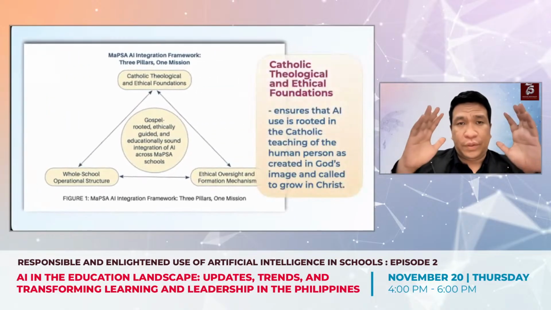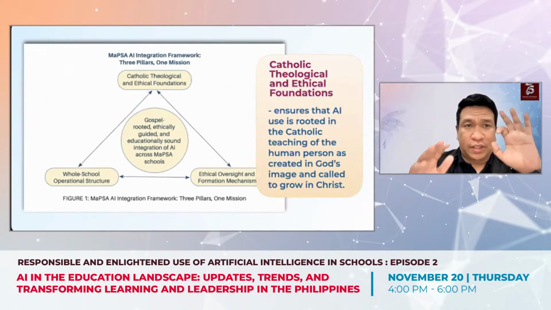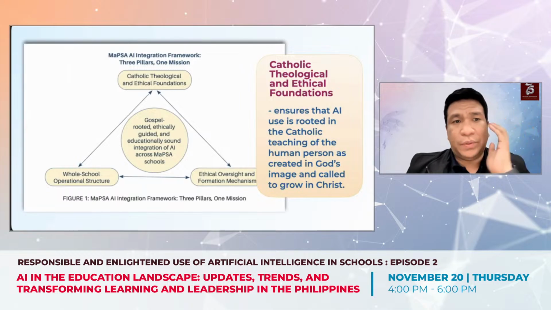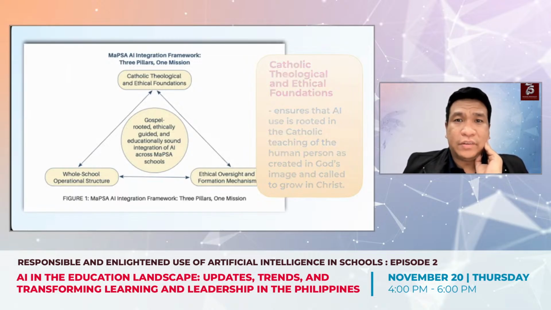Here, the core pillars are three: Catholic educational foundation, ethical oversight and formation mechanism, and then whole school approach. This is an example. Ayan, parang nagre-raise ako ng hand. This is an example of a framework that we can use. So in Catholic educational foundations, ethical foundations, ayan, yung tipong naka-align tayo sa values of the school, the vision mission of the school, and even our school identity. Okay?